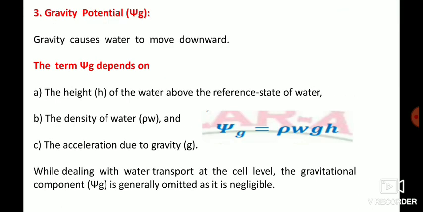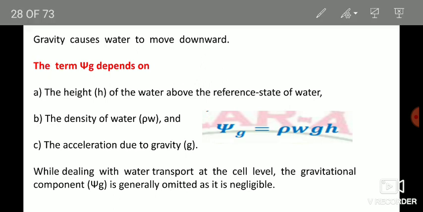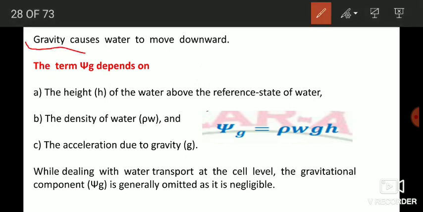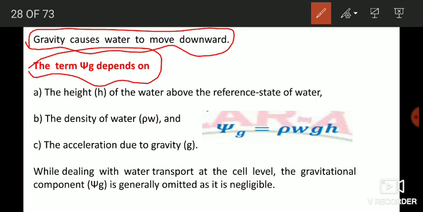Now the third one is gravity potential, represented by psi G. Gravity causes water to move downward. We know that gravity causes anything to move downward. So is the case with water. The term psi G depends on some important factors.